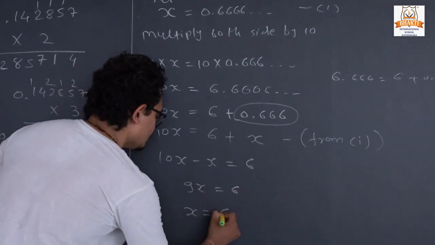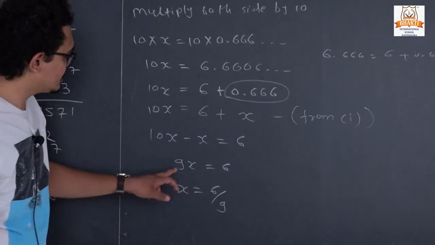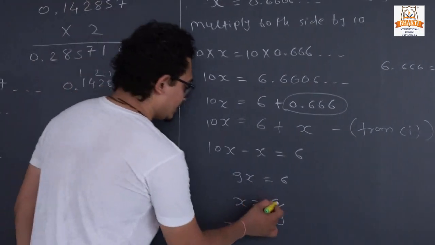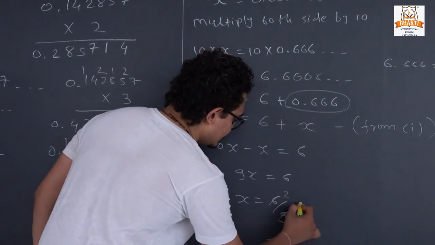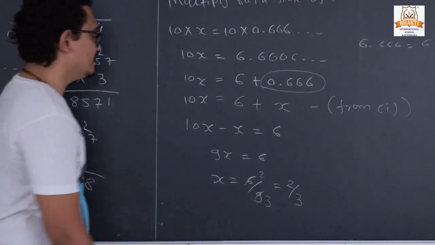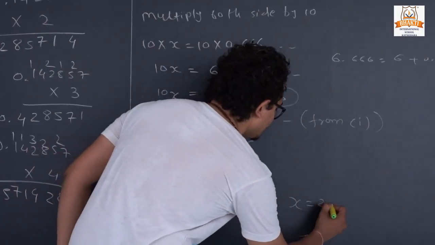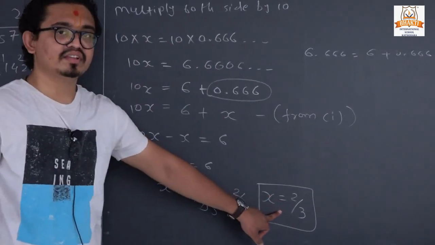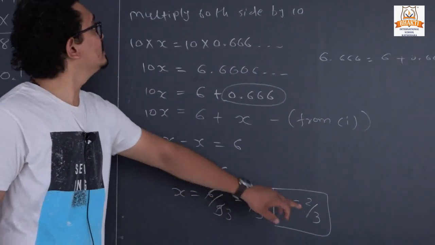So x is equal to 6 by 9, because this digit is going to the second side, so it will be in the denominator. Now we can cancel it. Three 2s are 6 and three 3s are 9. So the answer will be 2 by 3. So finally we get the p by q form. 2 by 3 is in the p upon q form.